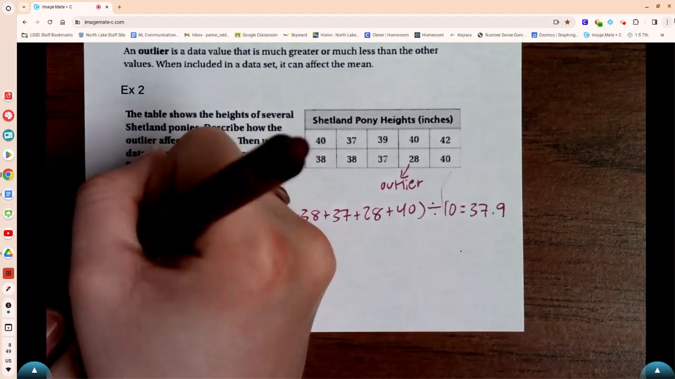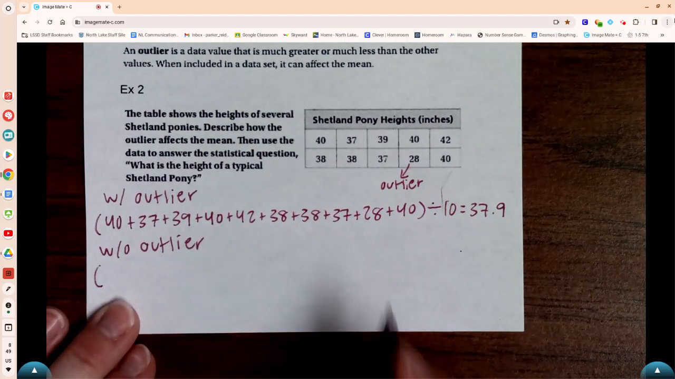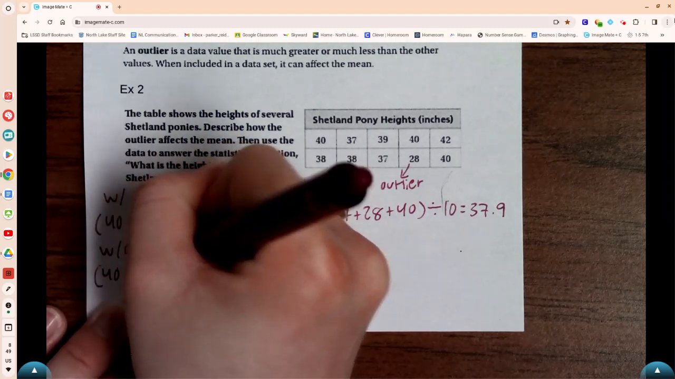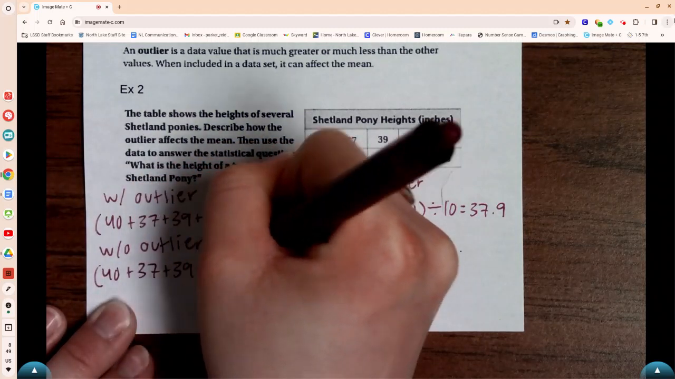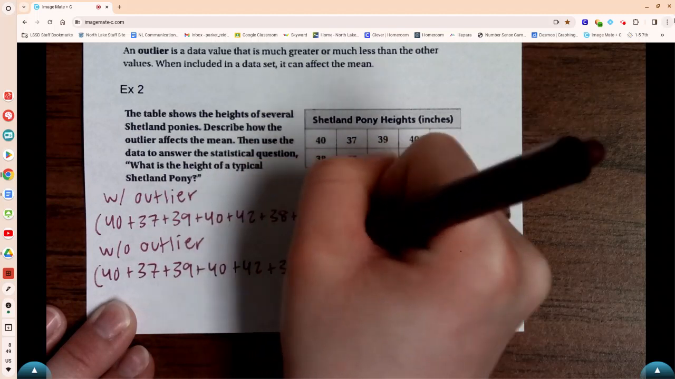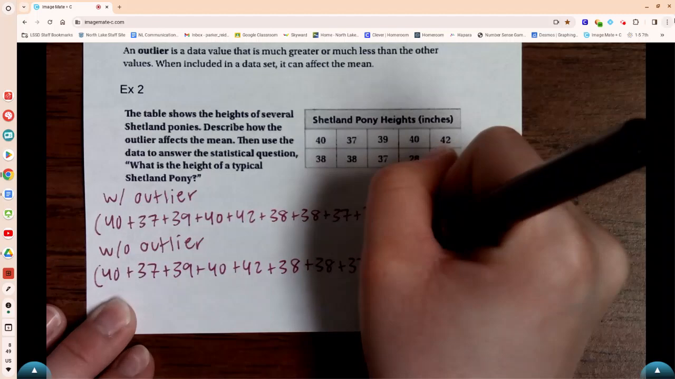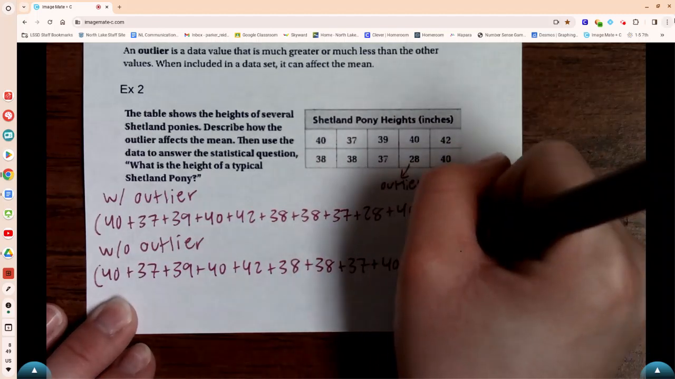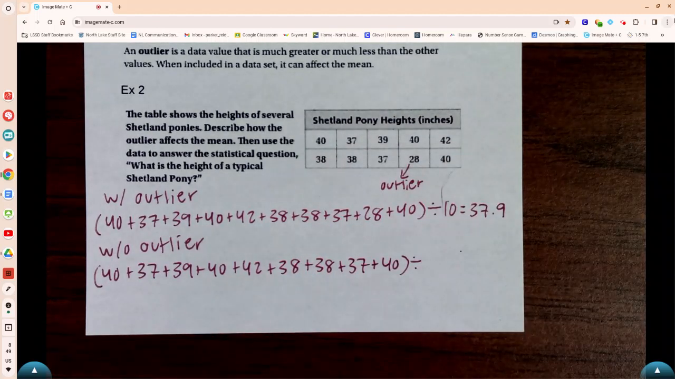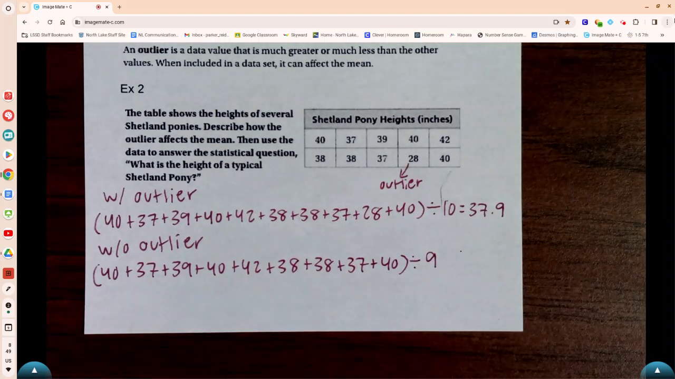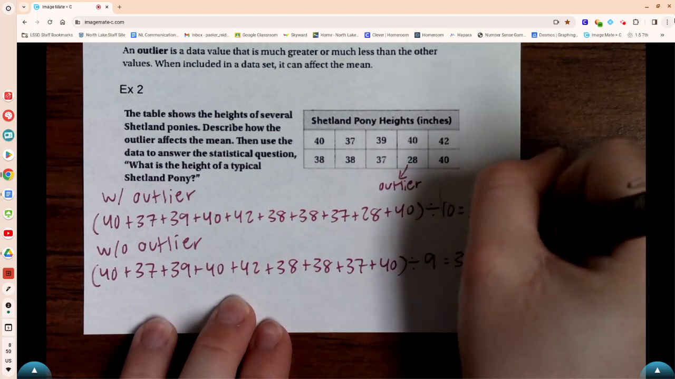So now I'm going to add them all up again, but I'm not going to include the number 28, so I'm going to skip over that. So 40 plus 37 plus 39 plus 40 plus 42 plus 38 plus 38 plus 37, skipping 28, so then jumping straight to adding 40. What would I want to divide by this time? Would it still be 10? Would it change? Lisandro? We would divide by 9. Correct, because now I only used 9 of the values. I took away one of them, so I'm going to divide by 9. This time I get 39.